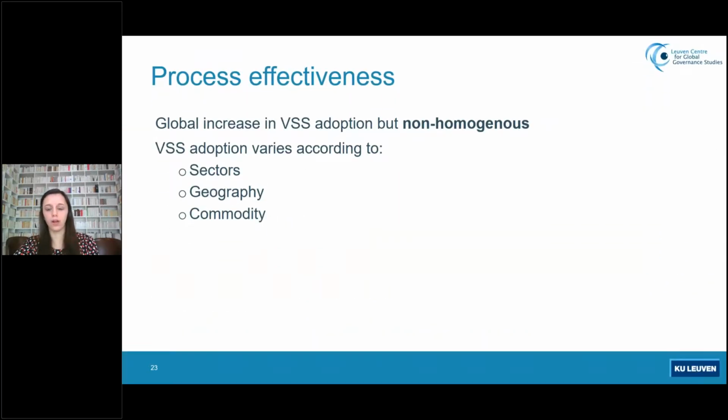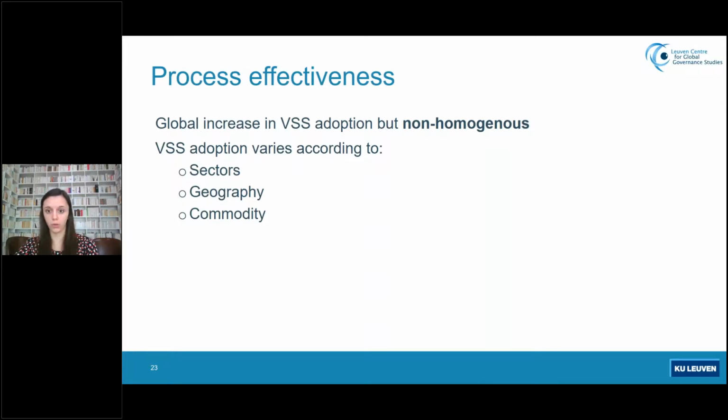So as we saw, VSS have really flourished and their number has greatly increased in the 90s and until the mid 2010s. But this increase doesn't mean that VSS are being increasingly adopted in the same way everywhere. So that's why studying process effectiveness is important. And on the whole, we see that adoption of VSS is actually non-homogeneous, and it can really differ according to the sector, the geography, and commodity that we are studying.